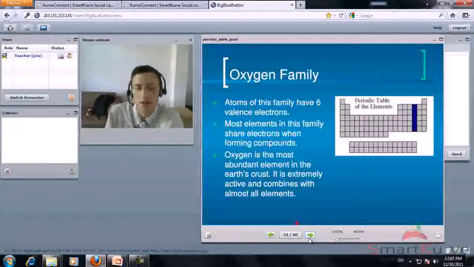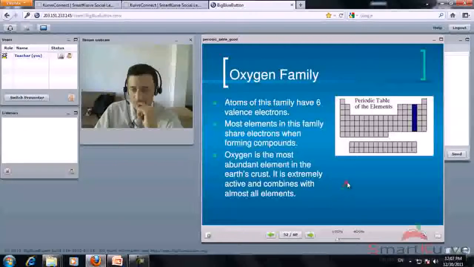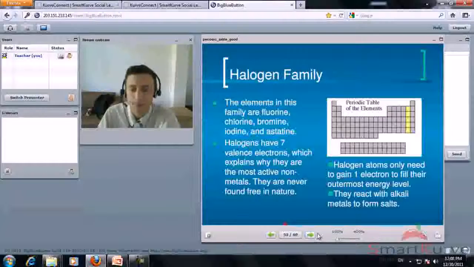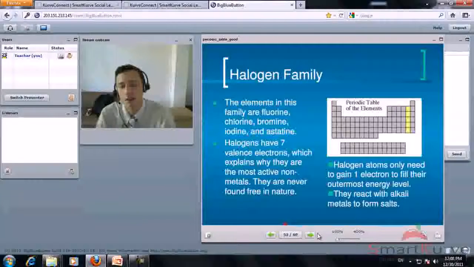Oxygen is the most abundant element in the Earth's crust. It is extremely active and combines with almost all elements. In particular, hydrogen and metals. But it also reacts very well with carbon to form a lot of different organic compounds like carboxyl groups and sugars. Next, the halogen family, extremely reactive elements.